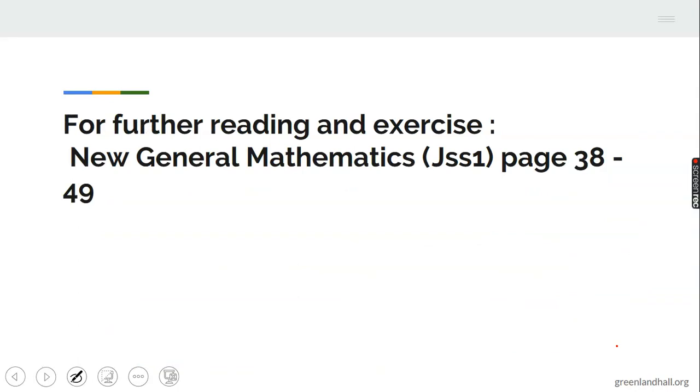Now, for further reading and exercise, go to your new General Mathematics JS1 from page 38 to 49.